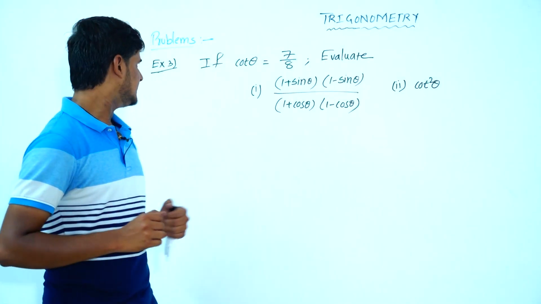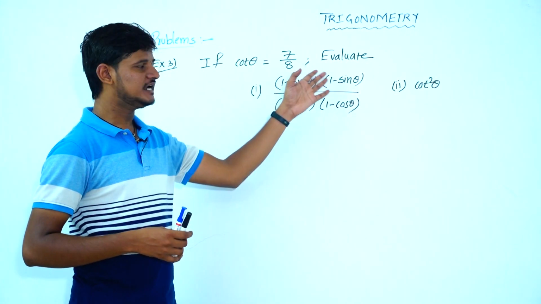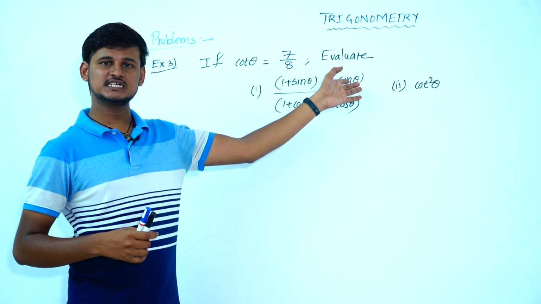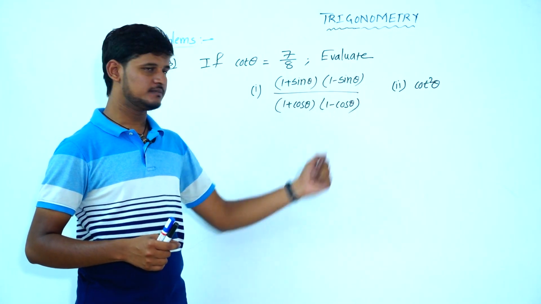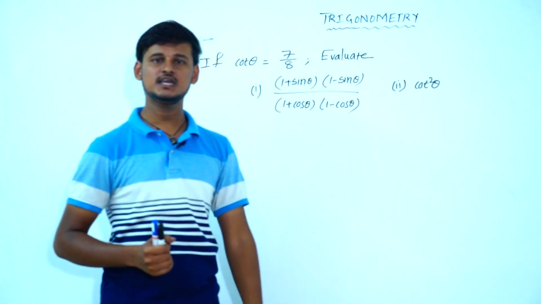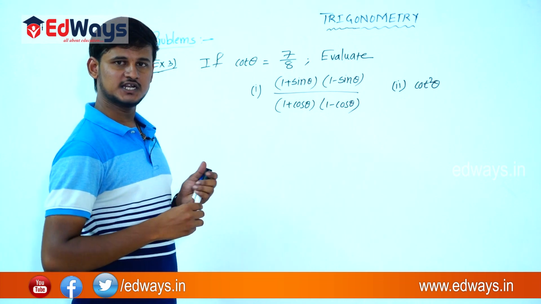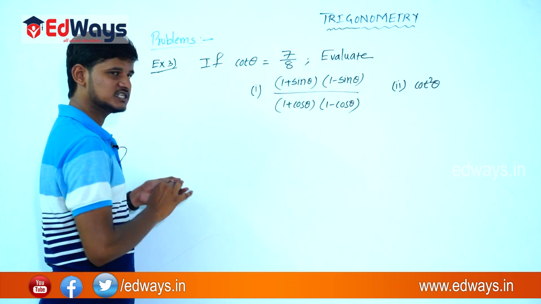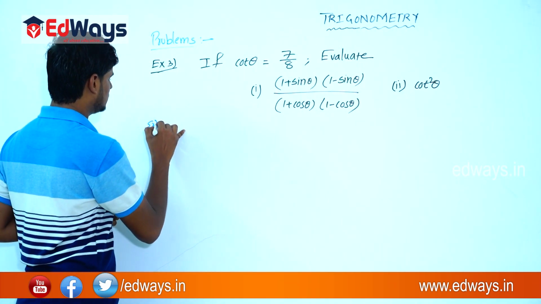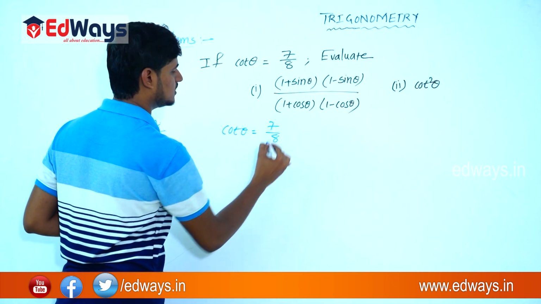Example number 3. If cot theta is equal to 7 by 8, evaluate (1 plus sin theta)(1 minus sin theta) by (1 plus cos theta)(1 minus cos theta). This is the first part of the question, and the second part is we have to find cot square theta. So they provided us with one trigonometric ratio. So first write the given data. What's the given data? Cot theta is equal to 7 by 8.